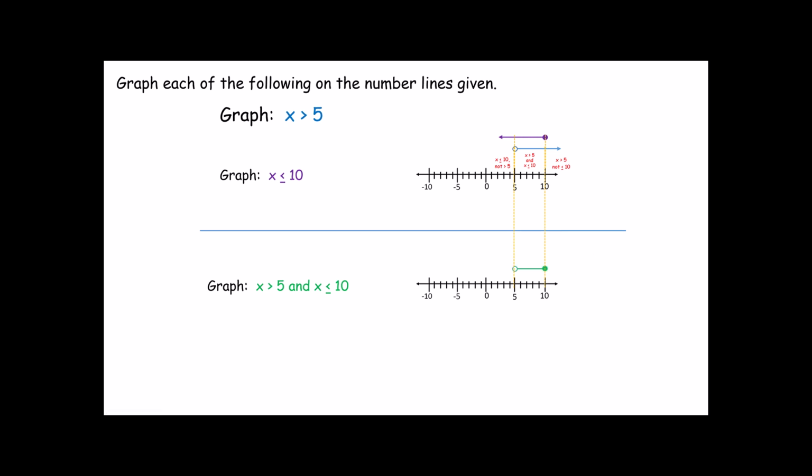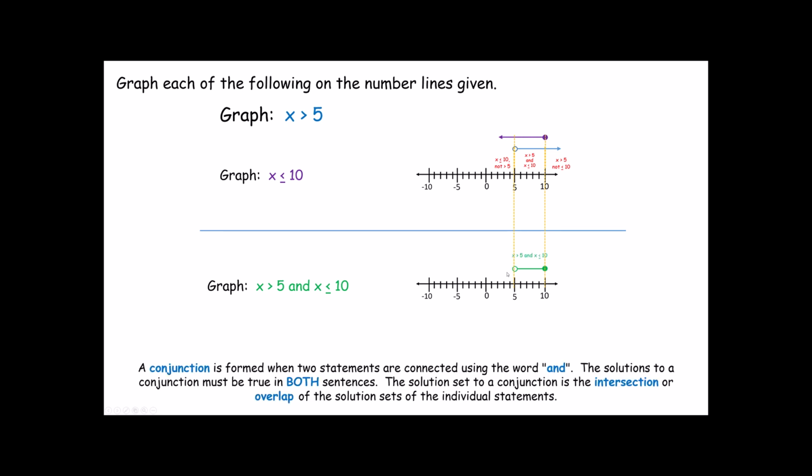We can take those two overlapping sections of the number line or of our graphs and we can combine them to identify what we refer to as the conjunction of those two inequalities. The conjunction. In other words, this graph here represents the overlap of these two separate inequalities. We refer to this as a conjunction.